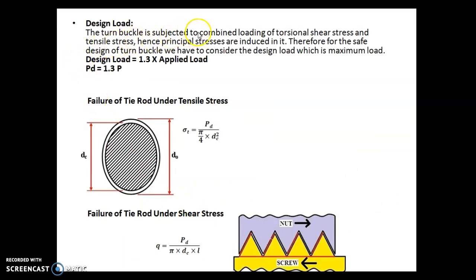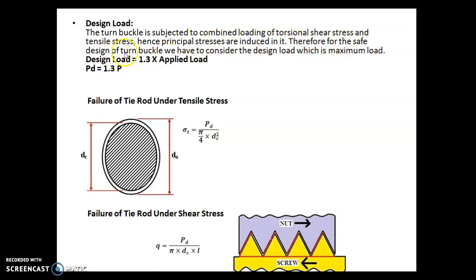Turnbuckle is subjected to combined loading of torsional shear stress and tensile stress. Hence, principal stresses are induced in it. So if more than one stress acts, then we have to consider the cumulation of stresses, and this cumulation of stresses is known as principal stresses. Here in this case, the torsional shear stress and tensile stress are acting on the turnbuckle, so we have to consider principal stress, that is the addition of these stresses.